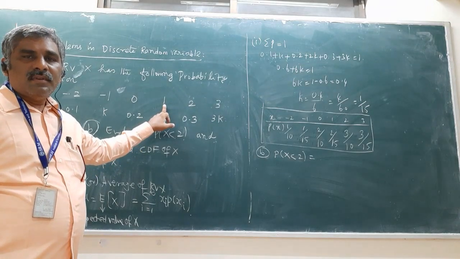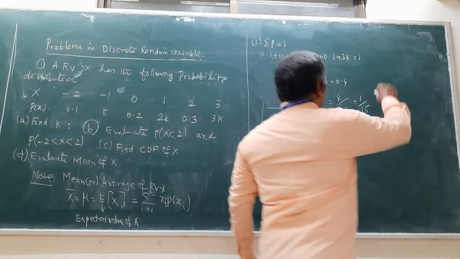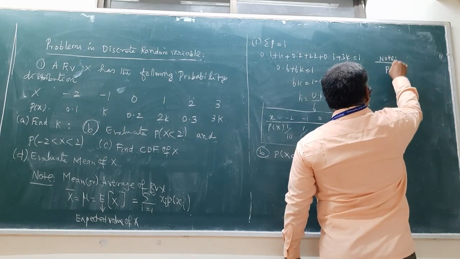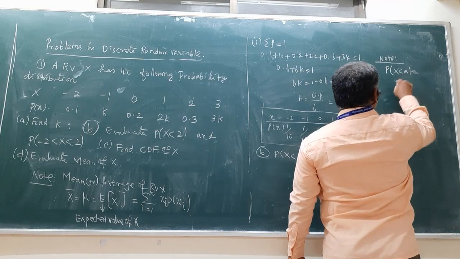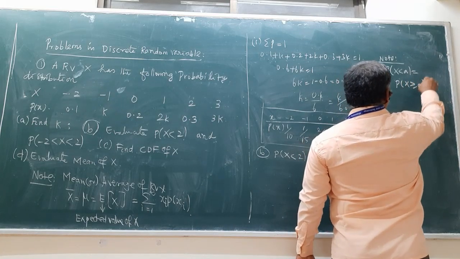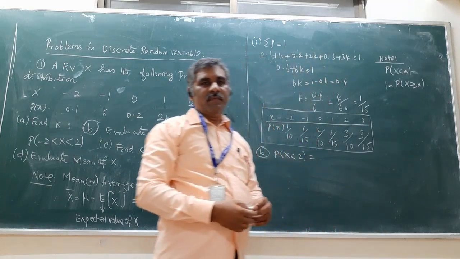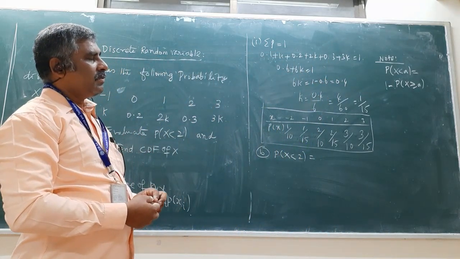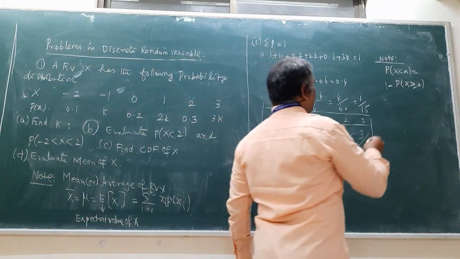Instead of this, we can write one more point here. Write the note: probability of x less than a is equal to 1 minus probability of x greater than or equal to a, when x is a discrete random variable.